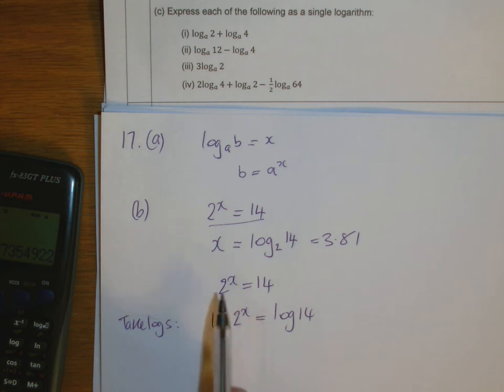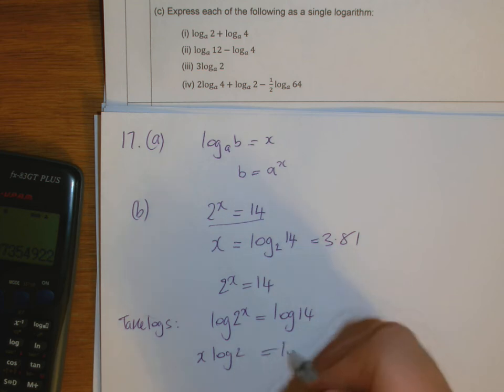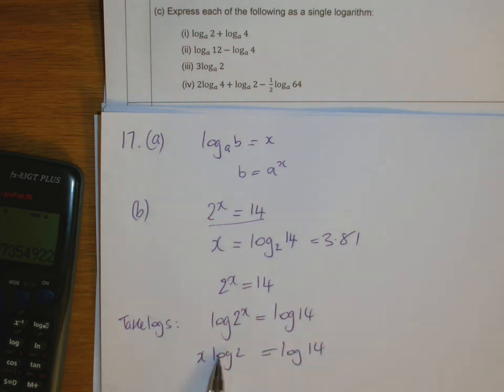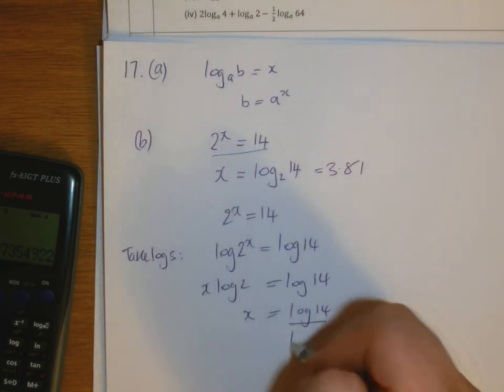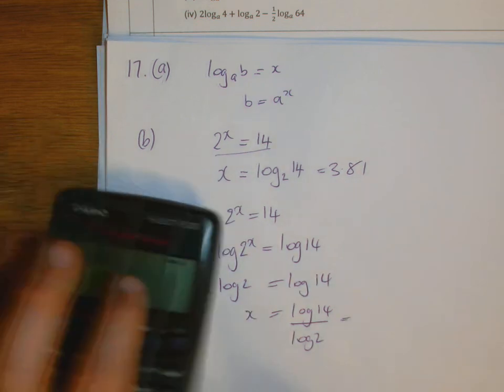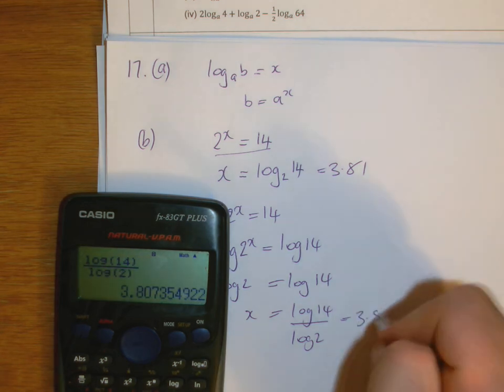Once I've taken the log of this, I can use the rules of logs. One rule of logs is, if I've got a power here, I can bring it down in front and multiply. So I can bring that power down, and I've got that simply. Then to get x, because I'm timesing x by log 2, I can just take it over the other side and divide by log 2. If I do that on my calculator, I should get the same answer as in the first method. The answer comes out to be exactly 3.81, exactly the same.